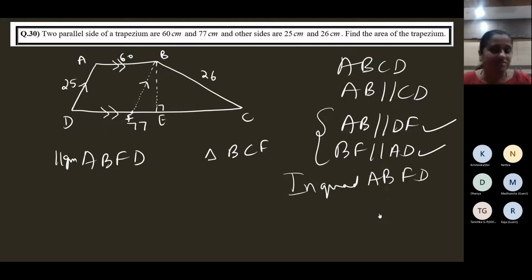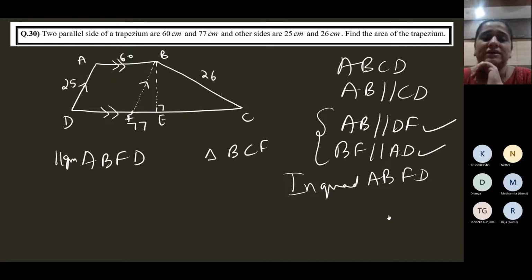So the area of the trapezium can be found in two ways. You can find the area of the parallelogram, find the area of the triangle and add both. Or you can directly find the area of the trapezium using the formula.